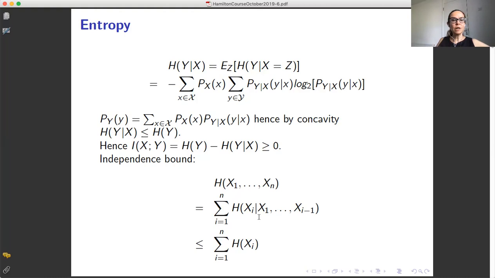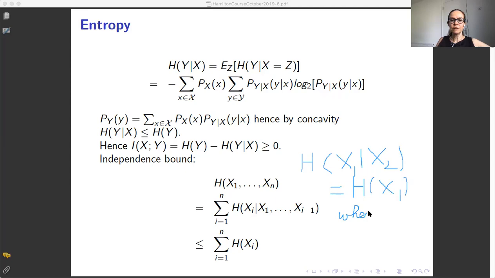Why do we call this the independence bound? Well, this bound would be met with equality if all of these X's were independent. If X1 and X2 are independent, then H of X1 conditioned on X2 is equal to H of X1.